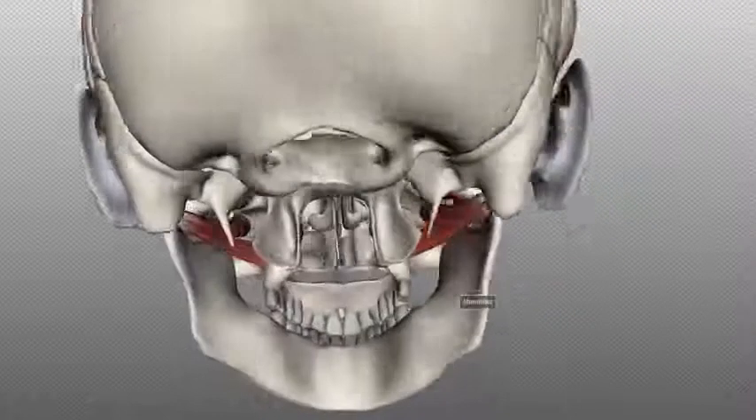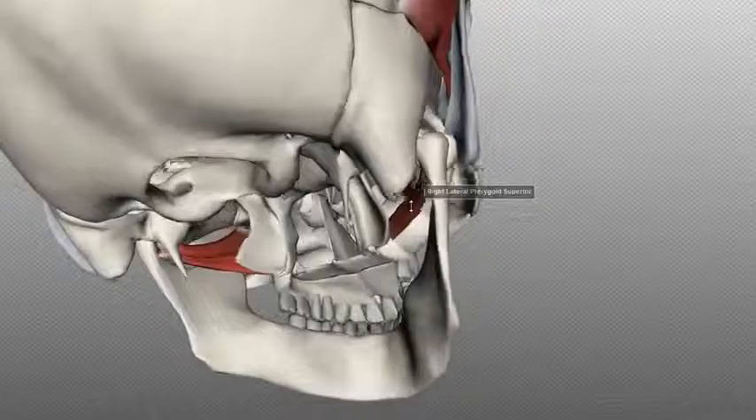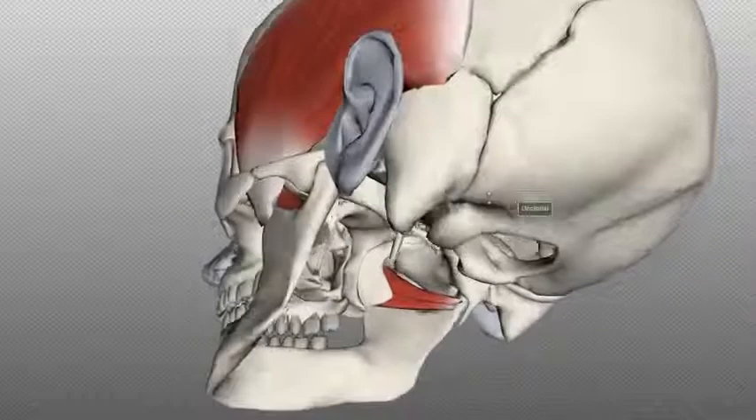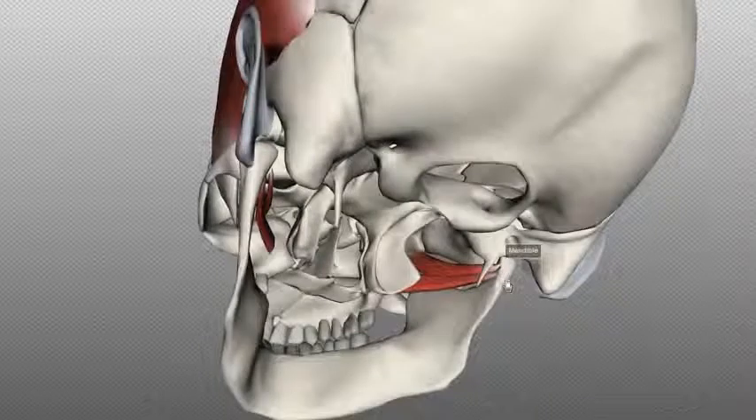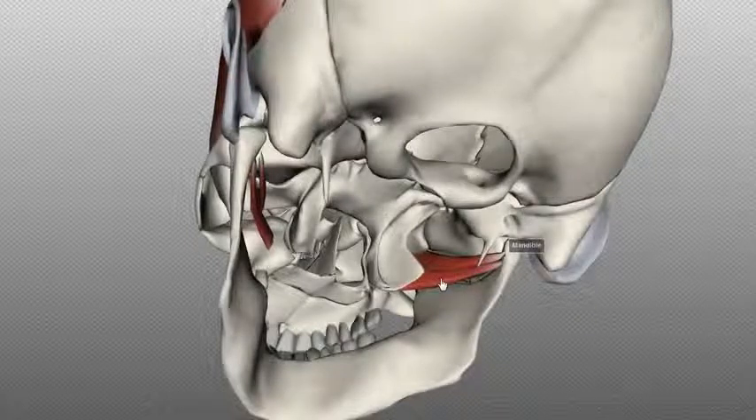So the lateral pterygoid has two heads, the superior and inferior lateral pterygoid. The superior lateral pterygoid joins with the capsule of the temporomandibular joint high up on the condyle of the mandible, and the inferior lateral pterygoid inserts on the neck of the condyle of the mandible.